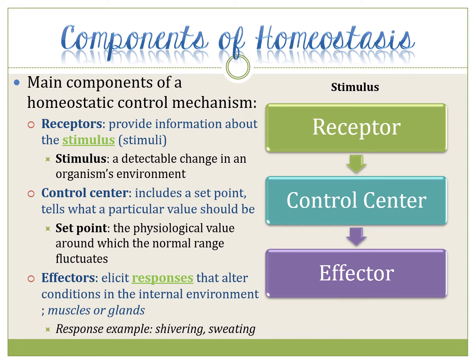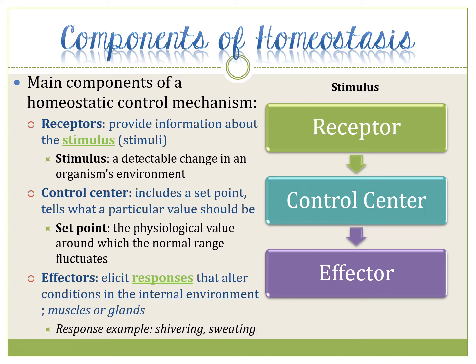This stimulus could be that your body temperature increases or decreases, or you have loss of blood and you need to have blood clotting occur. Whatever the stimulus is, that receptor is going to pick up information on that stimulus and feed it to the control center. Well, that control center includes your set point. It basically tells what a particular value should be. Maybe it's about body temperature, maybe blood glucose levels or pH levels. So that set point is the physiological value around which the normal range fluctuates.